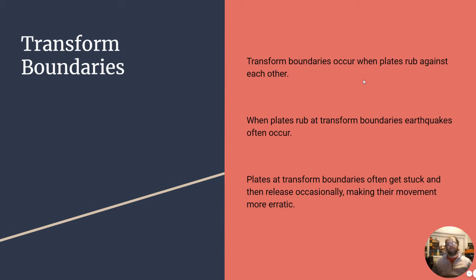The final boundary that you can find at a plate is a transform boundary, and they occur when plates rub against each other. So instead of impacting head-on, they're hitting sideways. They're basically rubbing against each other. So when plates rub, this is often where earthquakes can occur, and plates at transform boundaries can get stuck and then release, making their movement a little bit more erratic than the other types of plate boundaries.